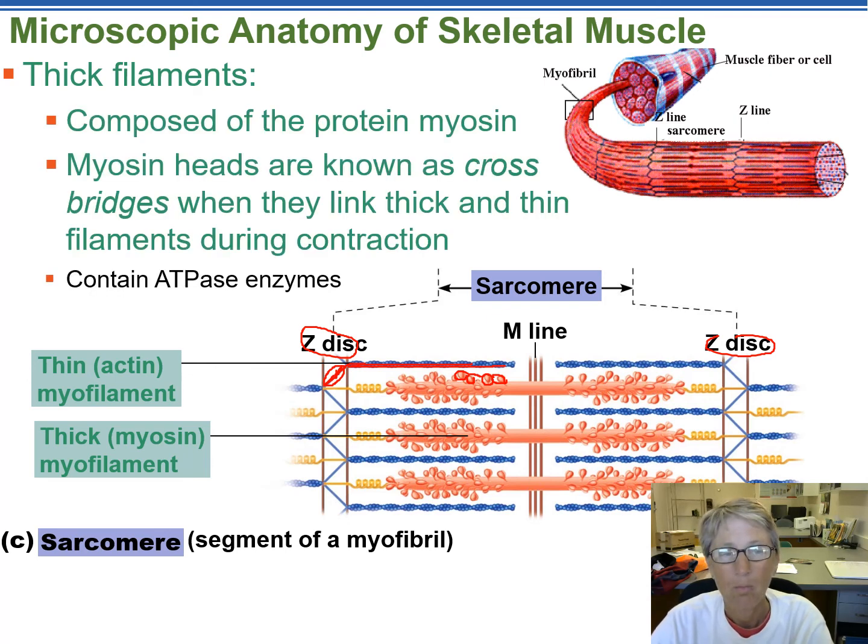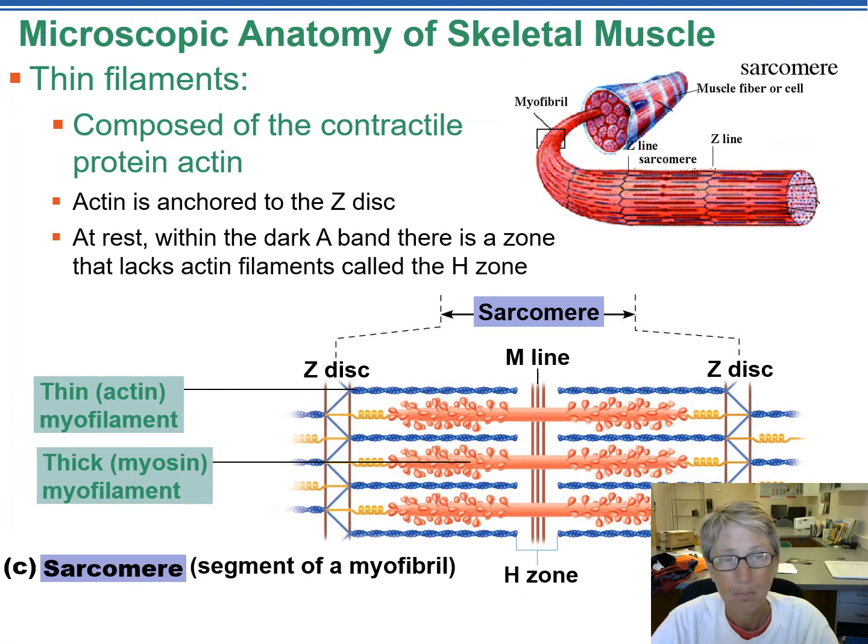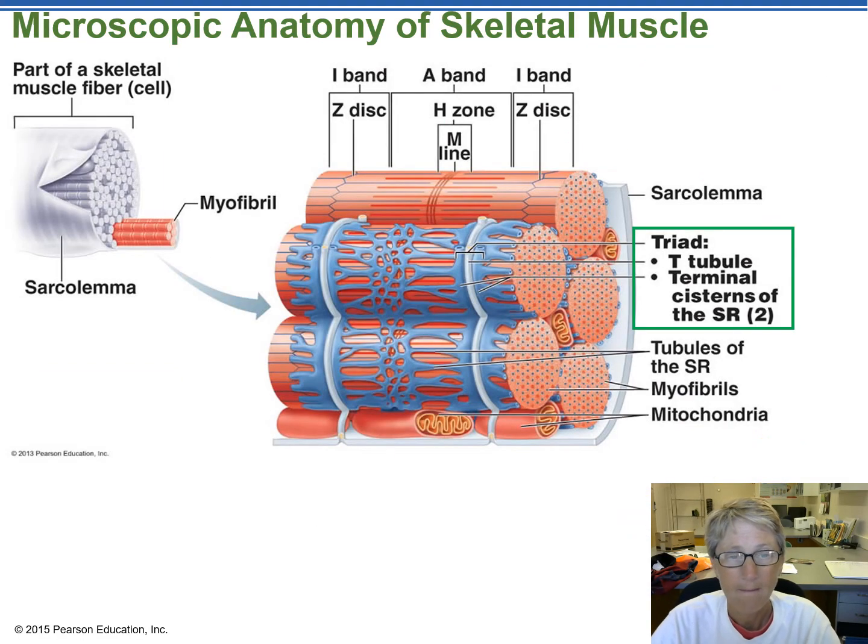So let's see. Oh, yes, I told you that. The myosin heads form cross bridges when they link to myosin head binding sites on actin. The myosin heads also contain these things called ATPase enzymes. So the myosin heads can move when they bind ATP and burn the ATP. The heads will move, so they'll attach and detach from the myosin head binding sites on actin. So we talked about this. The thin filaments are in blue, and they're composed of the contractile protein called actin.